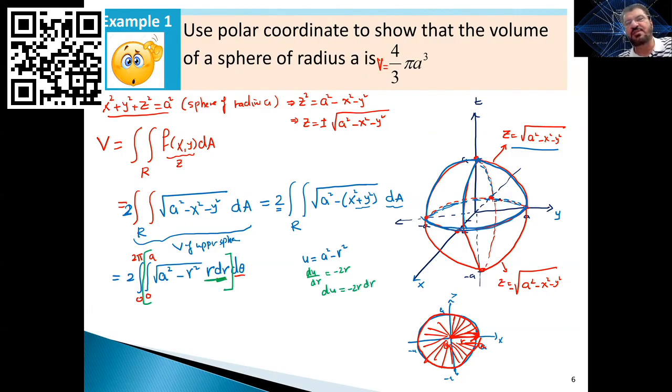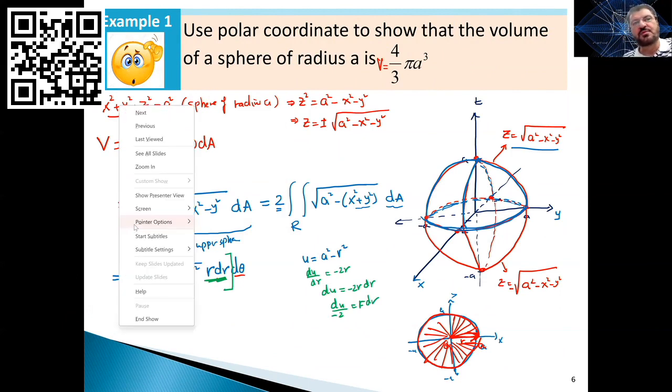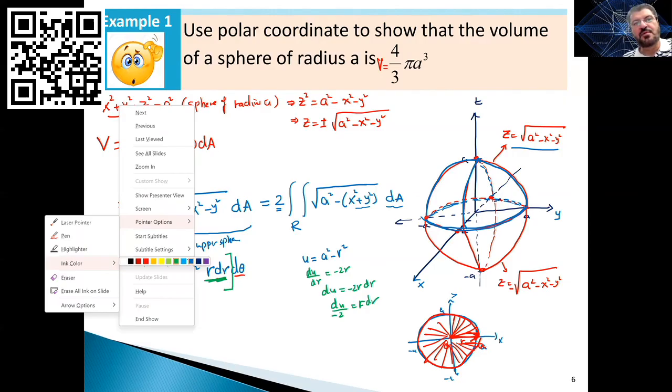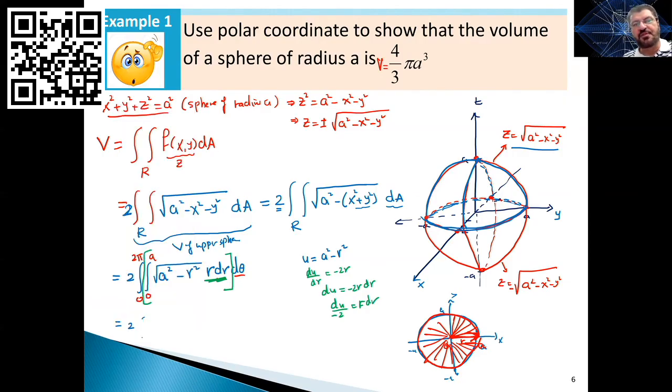What do we have? We have r dr. So I'm going to divide by negative 2. So du over negative 2 is r dr. So this is equal to 2 integration from 0 to 2 pi. Open the box again. I call this u, right? So actually I can do it here. So what's the integration of the square root of a squared minus r squared times r dr? Let's see, what do we get from this one, guys?